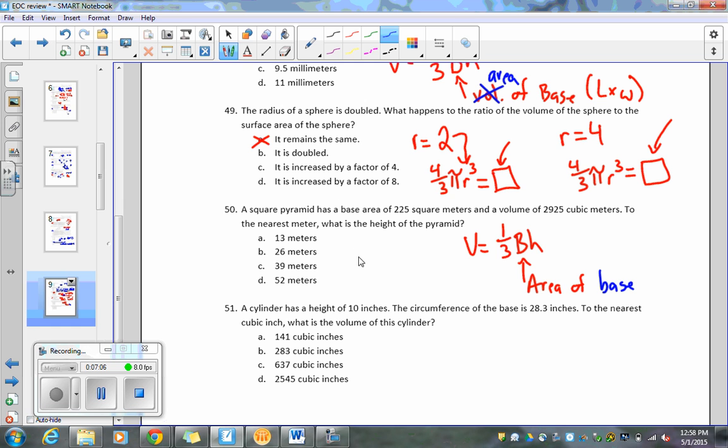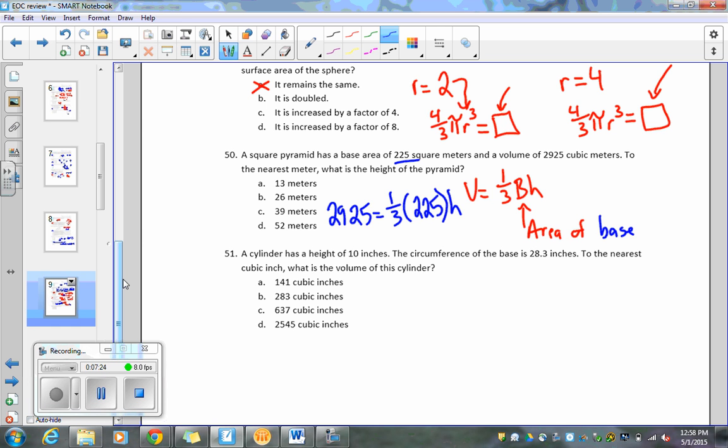Okay, so the way I'm going to set it up, we're going to work backwards. 2,925 is equal to 1/3 parenthesis. They already gave us our base, which is 225, times h. All right, and then we'd solve for h there.